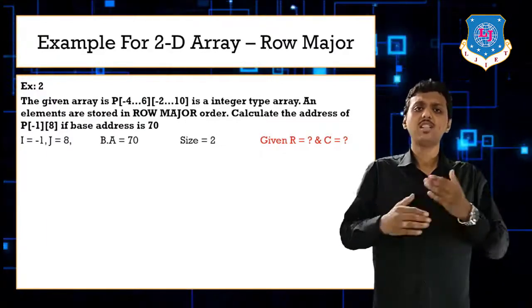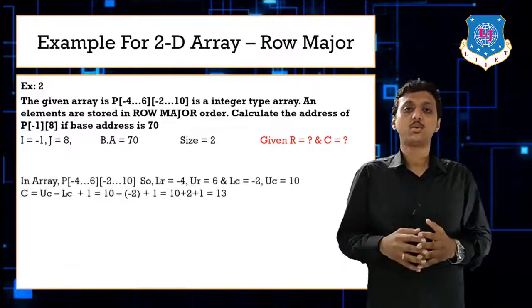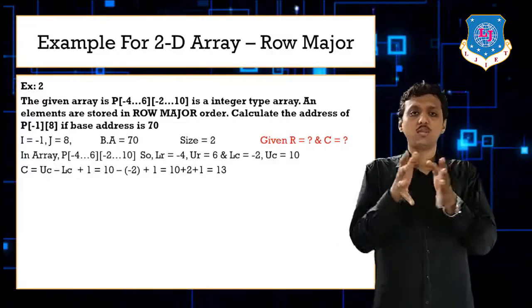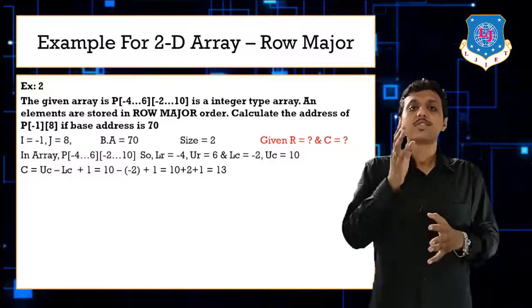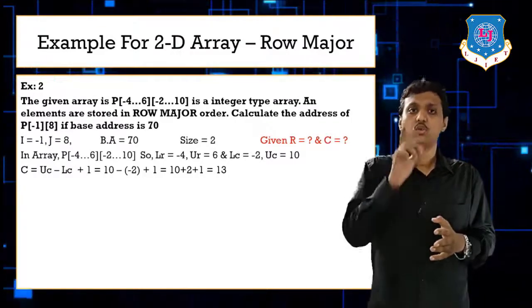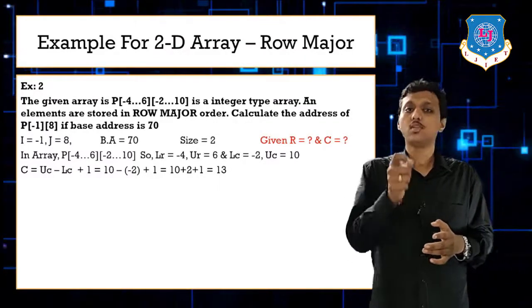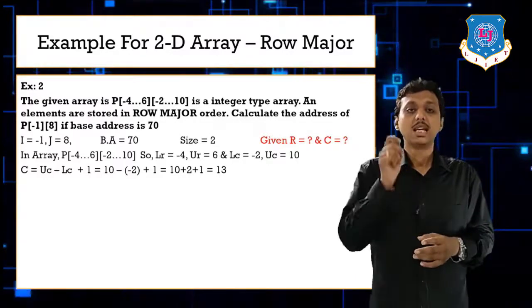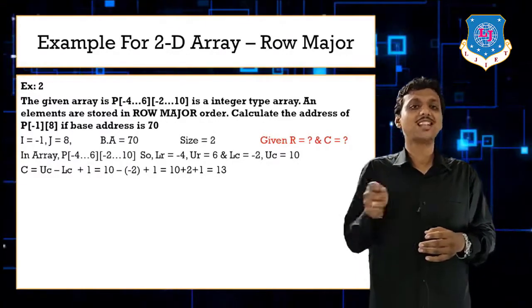Now what happens with R and C? Let's look at it. First R, that means total number of rows. How to calculate? UR minus LR plus 1. Do we need it? No. What we need is the total number of columns. Just calculate it. Capital C is equal to UC minus LC plus 1.